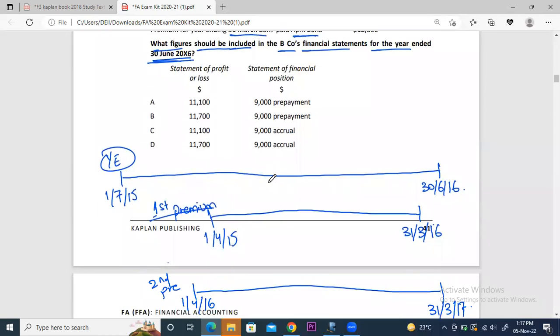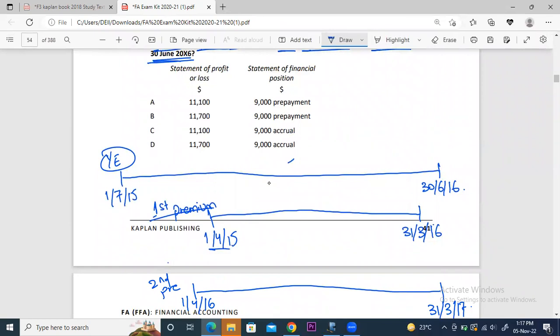Now, sir, this one, 1st April 15 till 31st March 16, these whole months are basically coming in this one, right? But the problem is that this year end, the year is starting from 1st July, right? But this payment started on 1st April. So that means this payment from here, from 1st July 15, will be coming over here in this year, right?